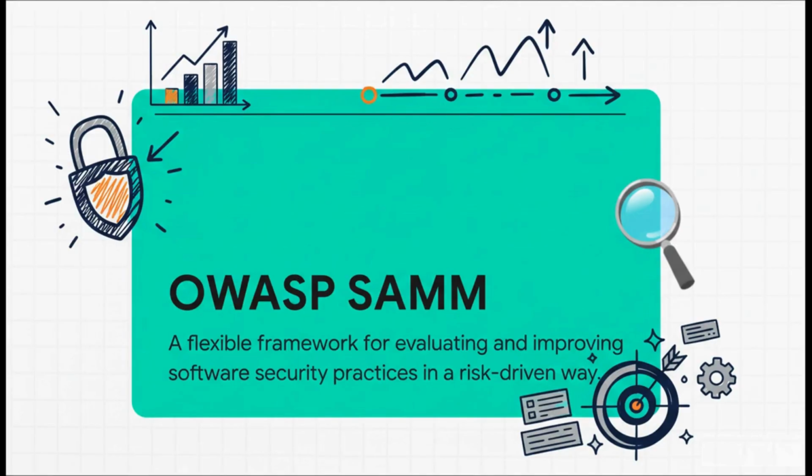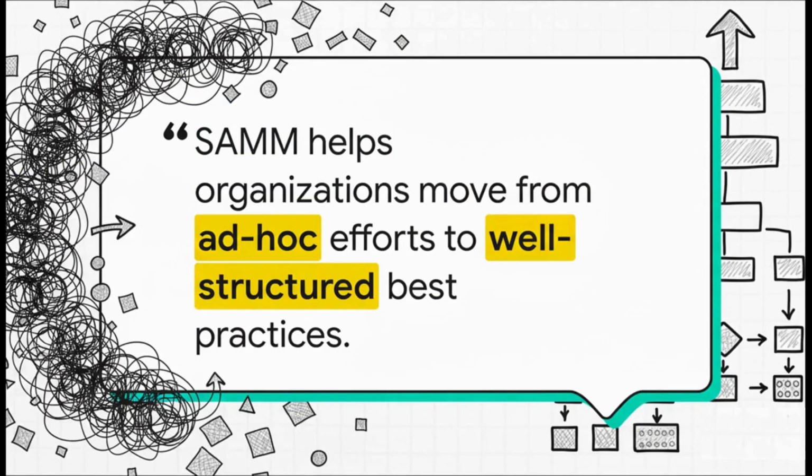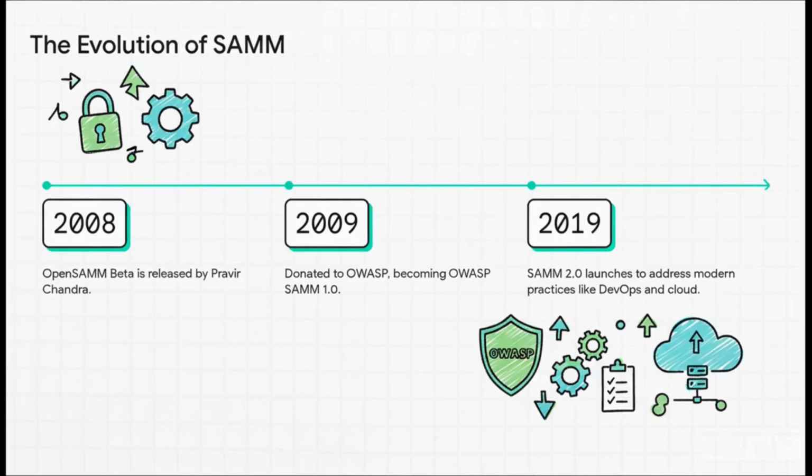But here's the key phrase, risk-driven. This isn't about doing everything. It's about doing the right things based on the actual risks your business faces. And this quote just nails it. SAMM is all about bringing structure to that chaos we were talking about. It's the tool that helps you go from scattered, ad hoc efforts to a really solid, well-thought-out security program built on best practices.